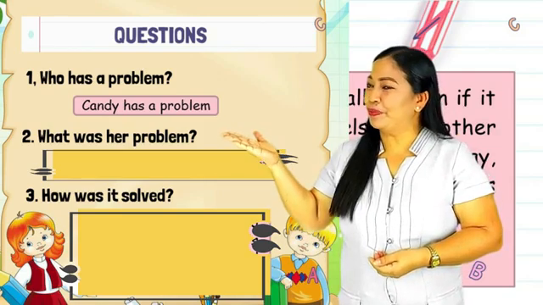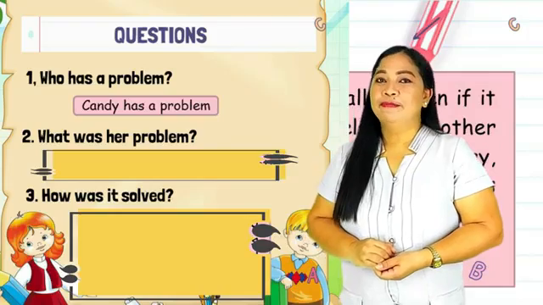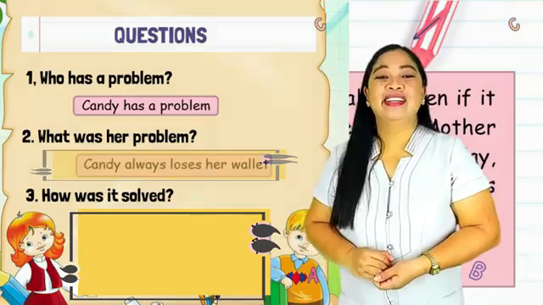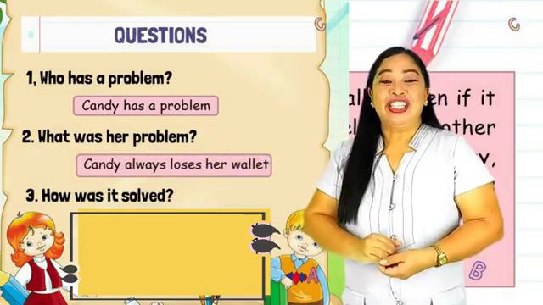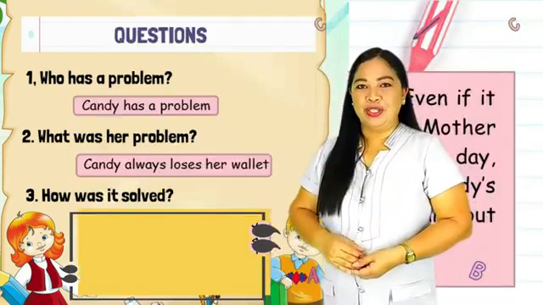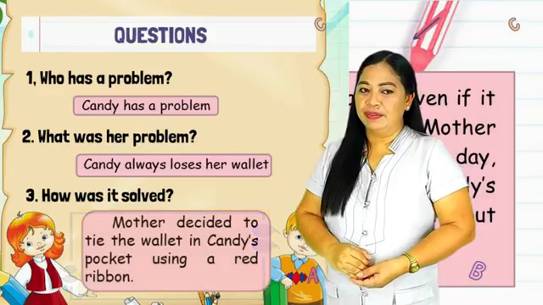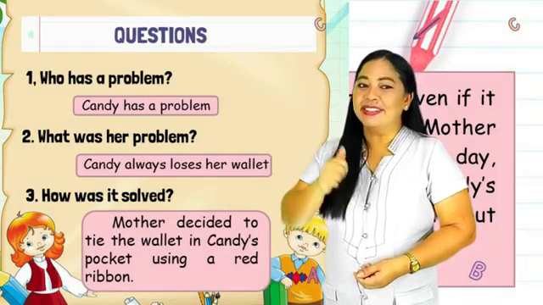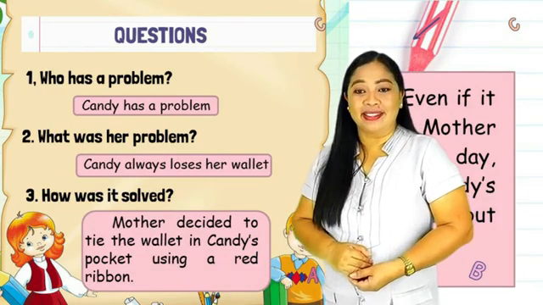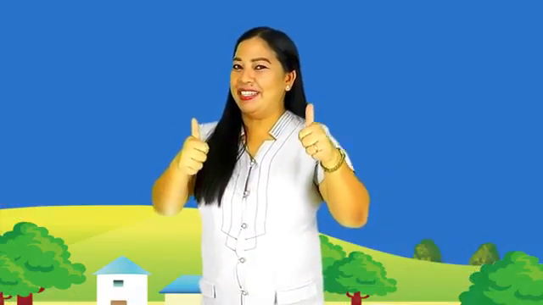Question number 2. What was her problem? What do you think? Great! She always loses her things or her wallet. Question number 3. How was it solved? Correct! Mother decided to tie the wallet in Candy's pocket using a red ribbon. Great job, kids!